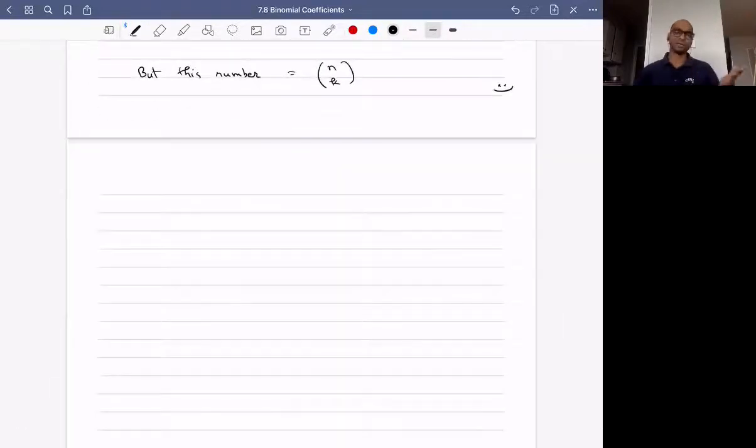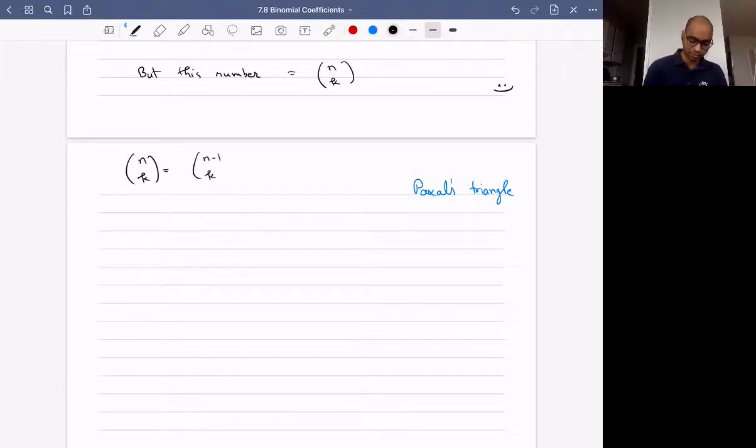Now using this combinatorial identity, we can compute the n choose k numbers very quickly, and this can be done using something called Pascal's triangle. So remember, let me rewrite the identity. The identity is that n choose k is n minus 1 choose k plus n minus 1 choose k minus 1.